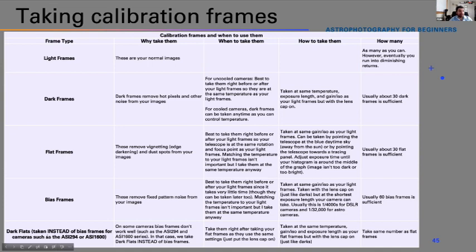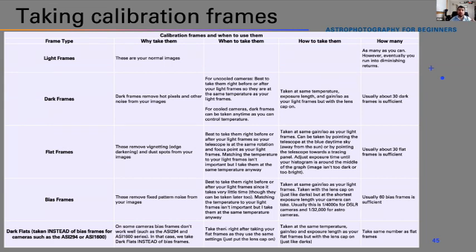And lastly, dark flats. These are taken instead of bias frames for cameras such as the ASI 294 or ASI 1600, cameras that do not do well with bias frames. Those are the two main ones you need to worry about. In that case, you take dark flats.